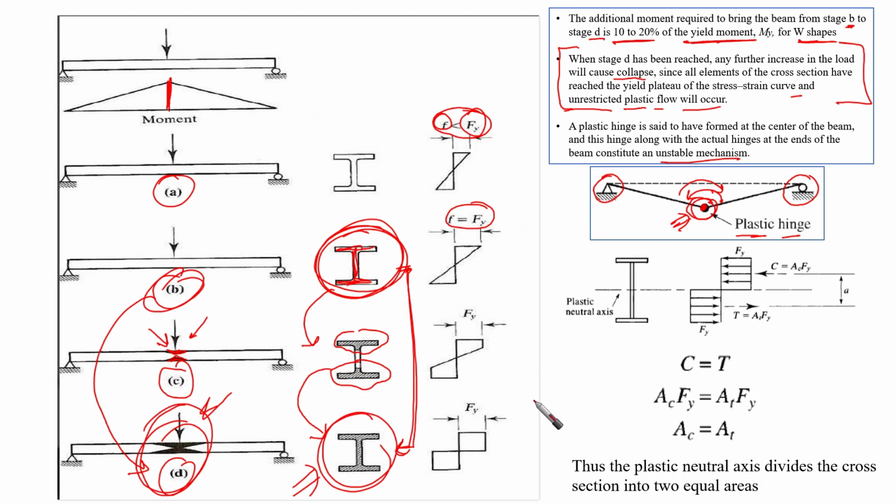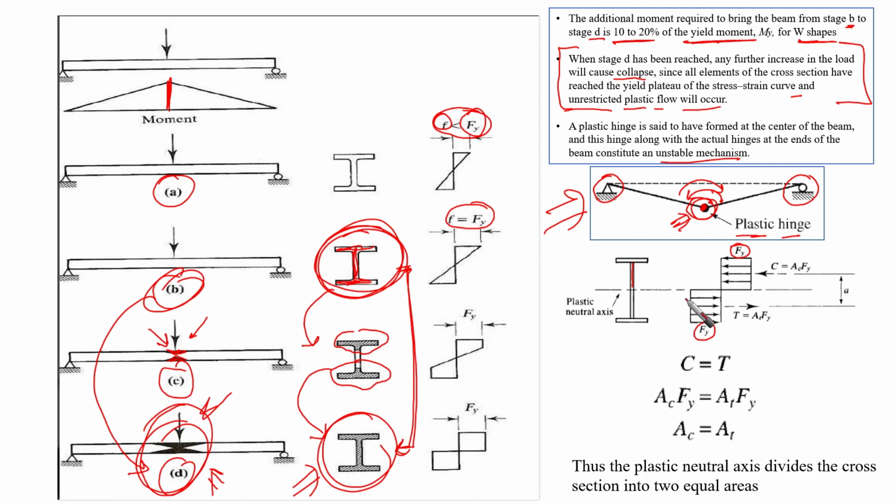So let's see what is happening when we reach the plastic hinge, which is stage D. If we look at the cross section here, we find that F yield is going to be developed across the whole section, the top and bottom fibers, and it is going to be equal here. This is the amount that can be resisted. The stress that can be resisted by each fiber, whether in the flange or the web, is going to be the same. F yield is going to be the same.